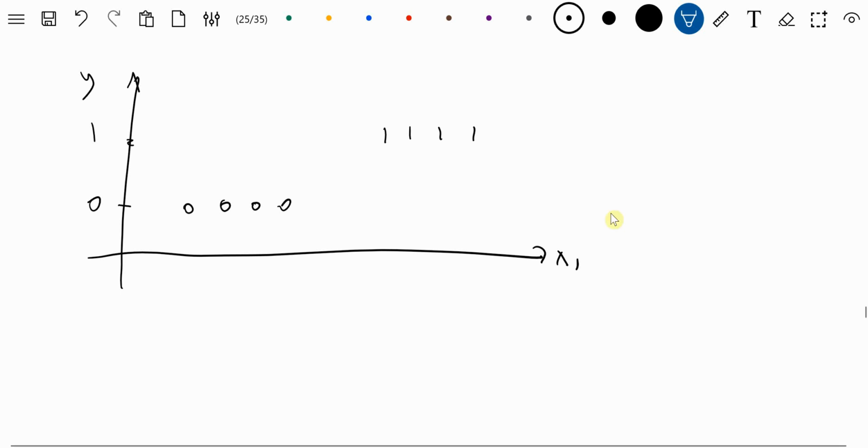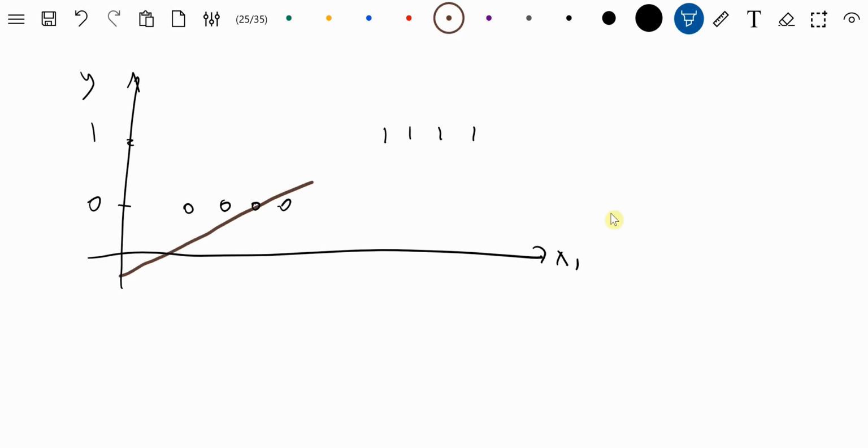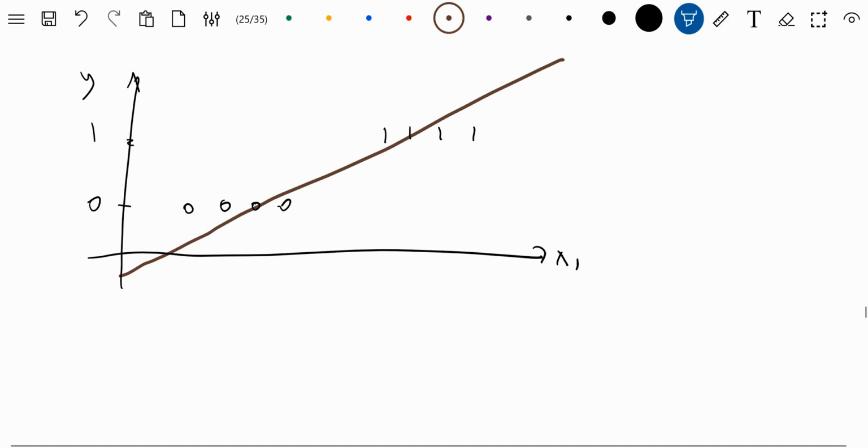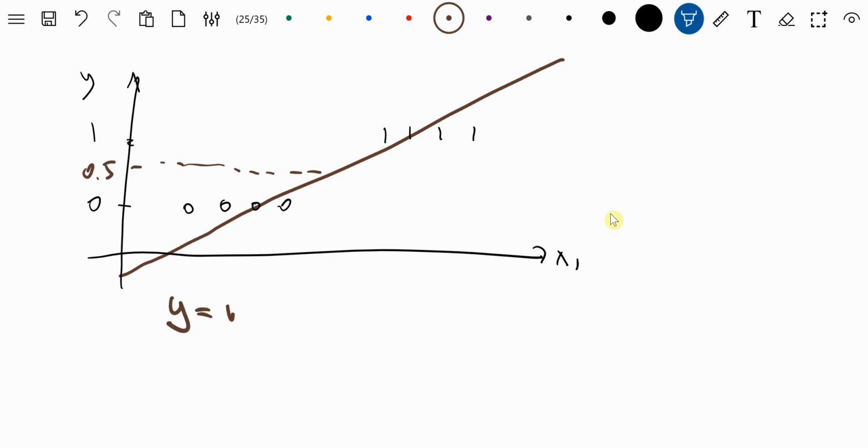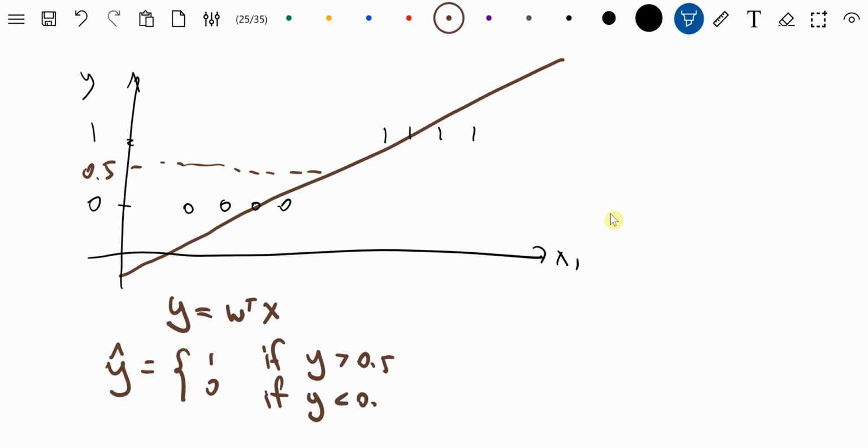And the suggestion was to run a linear regression through these points and then have a cutoff, say 0.5. So the linear regression is y equals w transpose x, and our classification is either 0 or 1. This happens if y is larger than 0.5 and 0 happens otherwise. So basically you draw a vertical line here at 0.5, on the right is 1, on the left is 0.